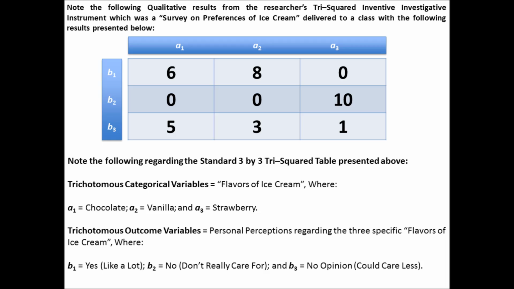That's correct. So, when we got the sample data and we gave them the instrument over a set period of time, which is the inventive investigative instrument, off of whether or not they enjoy those 3 flavors in this specific period of time, we determined 6, 8, and 0 for the yeses of strawberry and vanilla. For the no's, a 0, 0, and 10. People really don't like strawberry. Okay? And lastly, not applicable.